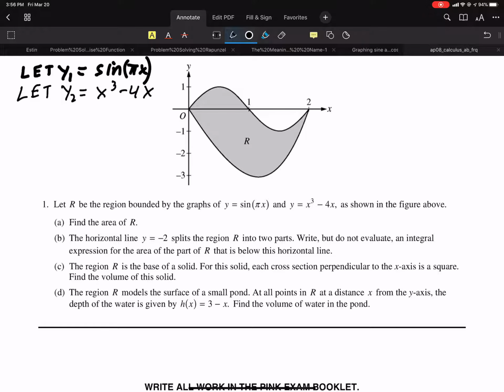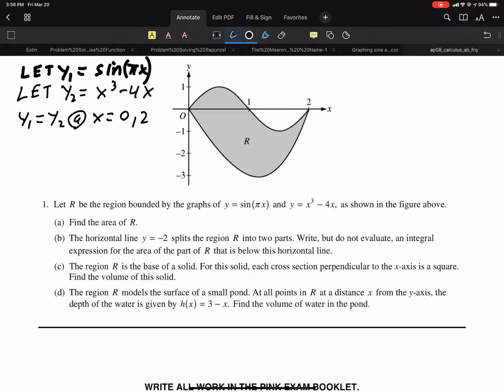And then we need to find the intersection points. We shouldn't assume it's 0 and 2. It might not be. So we can say y1 equals y2 at. If you find those intersection points, they come out nicely. It is x equals 0 and 2. So it makes it nice and easy.